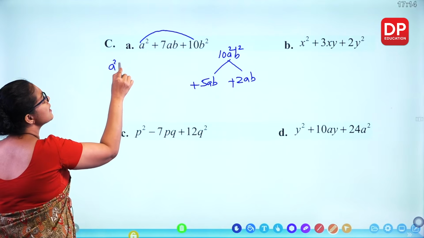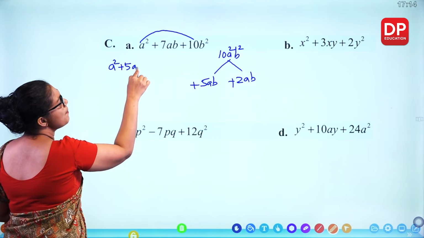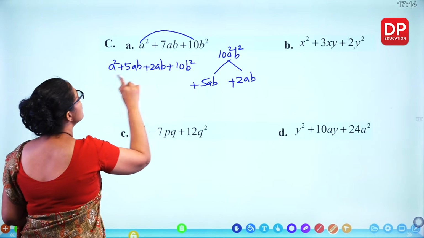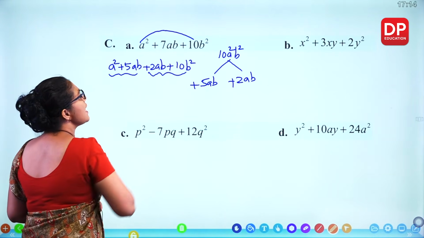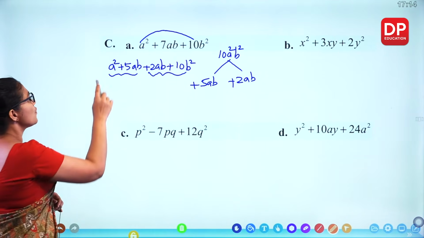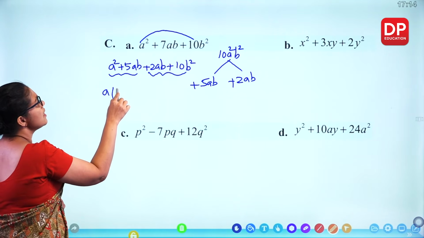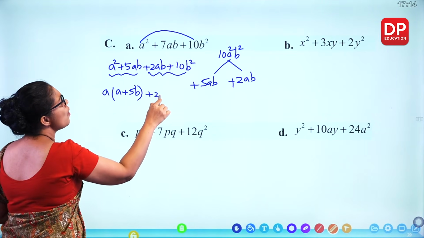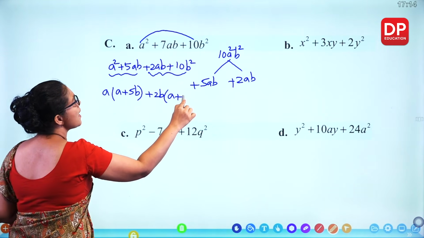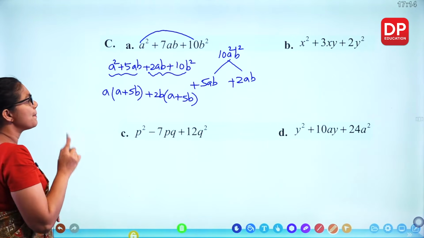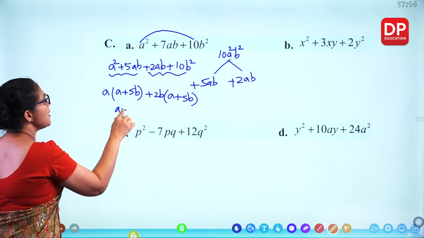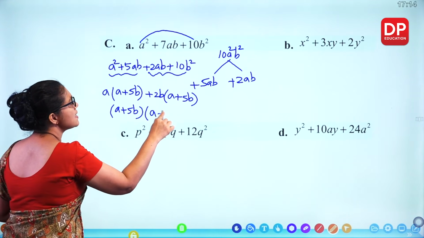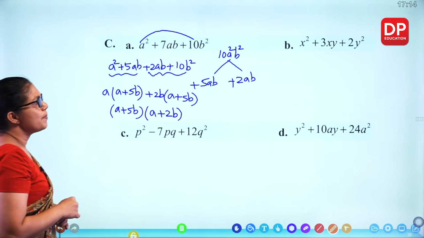Now try to split the middle term with 5ab and 2ab, and then try to factorize by taking 2 at a time. So here a you can take it out, a plus 5b. When you take 2b out from this, you get a plus 5b. Now again a plus 5b is common. When you take it out, the remaining part is a plus 2b.